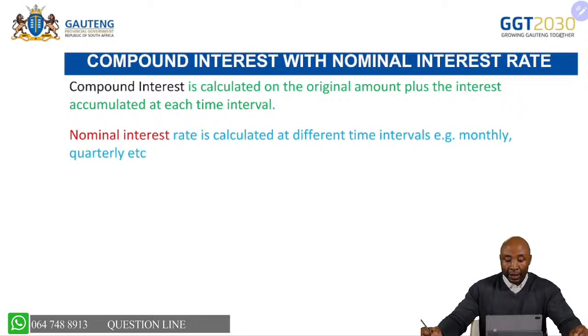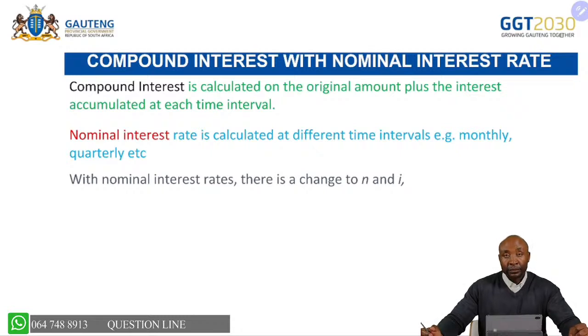So you will find out that our nominal interest rate will always change, and as it changes, we get what we call the effective interest rate that we'll get for the whole year. We will discuss it later.